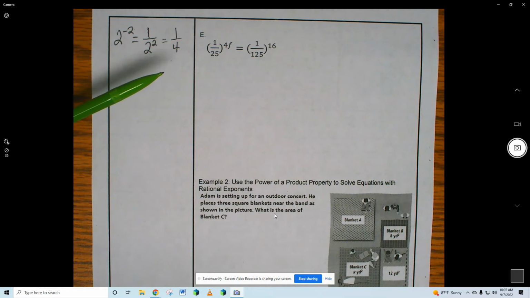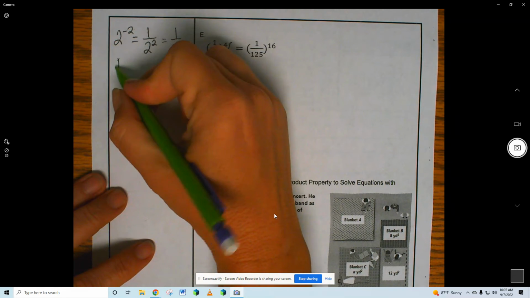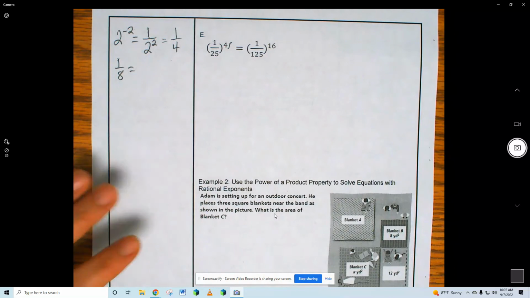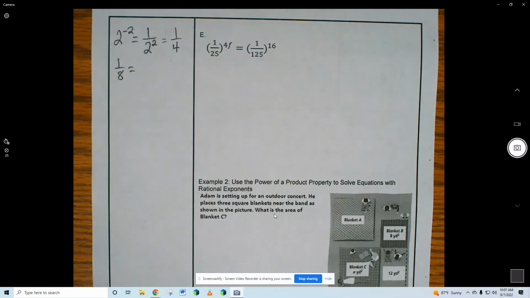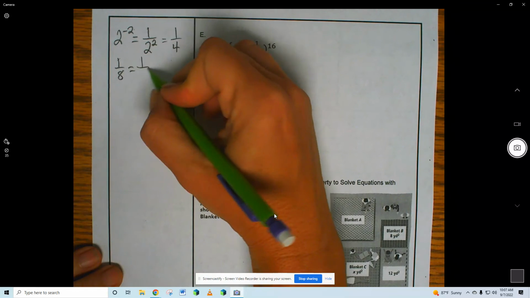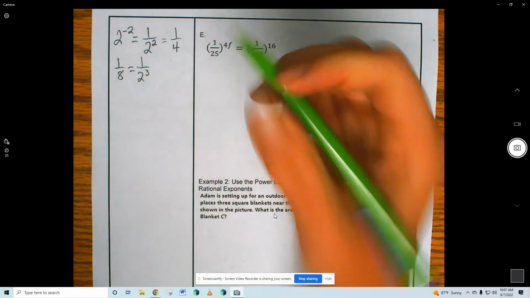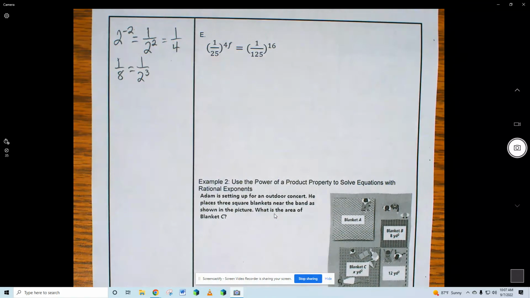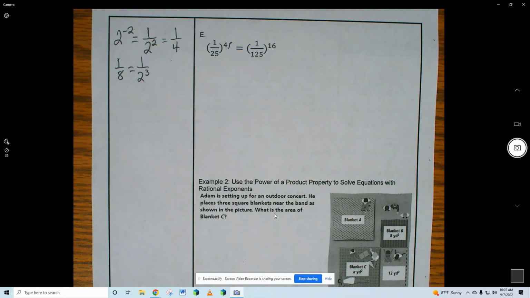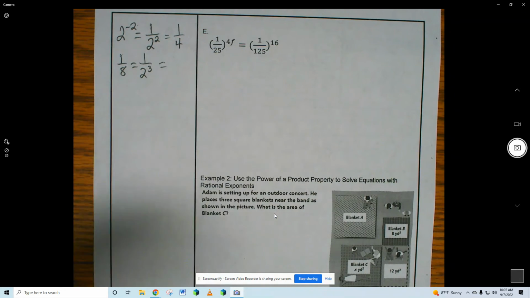What if I start with a fraction? How about 1 over 8? How do I make an 8? It's on the board, my list. 2 cubed. So that would be like 1 over 2 cubed. But I really don't want it in the denominator. I really want it as a negative exponent. How do I make this 1 divided by 2 cubed into a negative exponent?